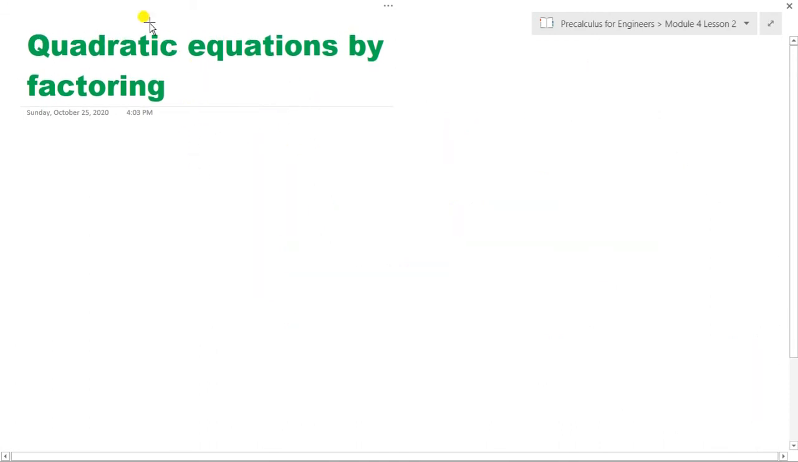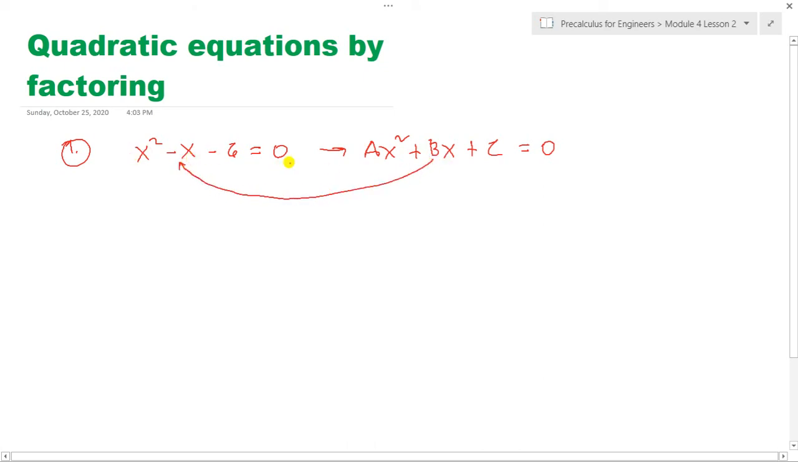So let's solve quadratic equations. Let's have here an example. We have x squared minus x minus 6 is equal to 0. Of course, this one is of the form ax squared plus bx plus c is equal to 0, wherein our a here corresponds to the 1, our b corresponds to the negative 1 in the middle term, and our constant c corresponds to the negative 6, which is the last term.